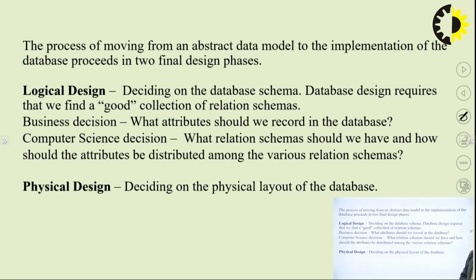The decision of which schema has to be selected depends on business decisions also, like what attributes should be recorded in the database. If the entity is finalized, then what attributes should be added to the database to get the best raw data to fulfill the requirements. Another part of logical design is a computer science decision: what relation schemas should we have, and how should the attributes be distributed among the various relation schemas. Once things are clear, we get the entities and the attributes, but those attributes should be distributed in such a manner that they are utilized in a better way.